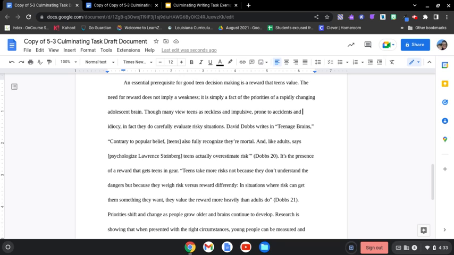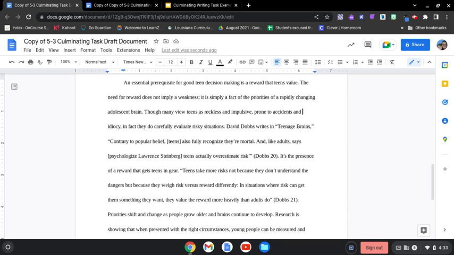Though many view teens as reckless and impulsive, prone to accidents and idiocy, in fact, they do carefully evaluate risky situations. David Dobbs writes in Teenage Brains, contrary to popular belief, teens also fully recognize they're mortal, and like adults, says psychologist Lawrence Steinberg, teens actually overestimate risk. Dobbs, 20. Again, another one of those parenthetical citations.